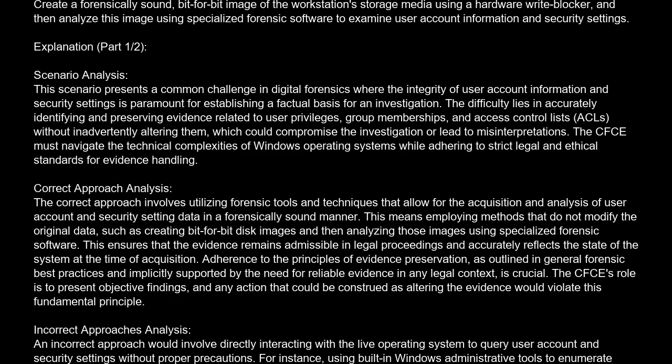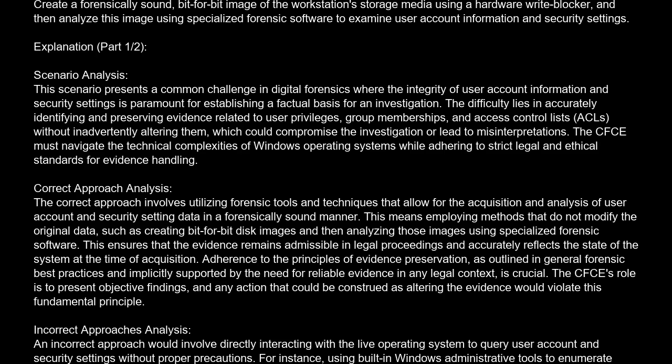The correct answer is D. Create a forensically sound, bit-for-bit image of the workstation storage media using a hardware write blocker, and then analyze this image using specialized forensic software to examine user account information and security settings.